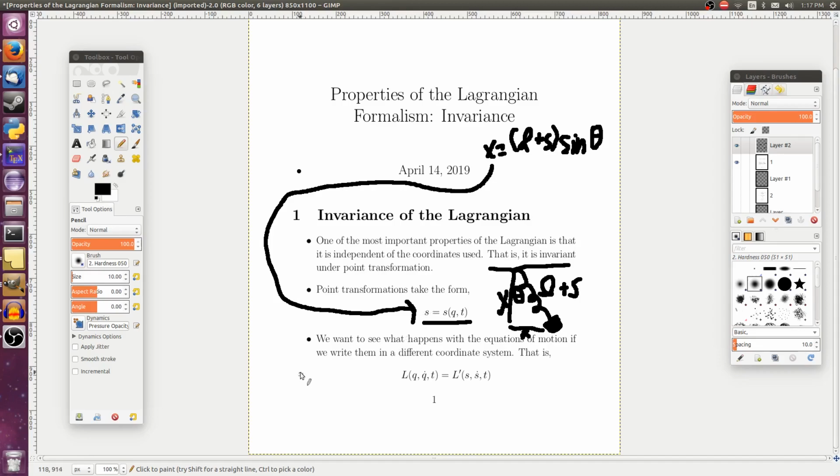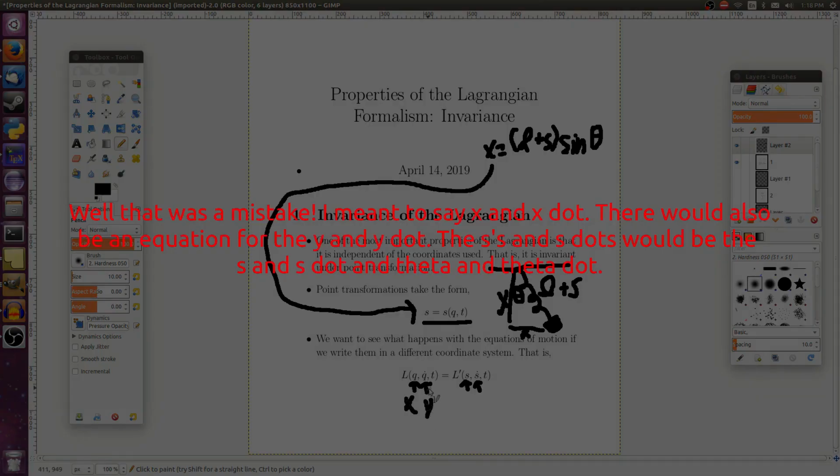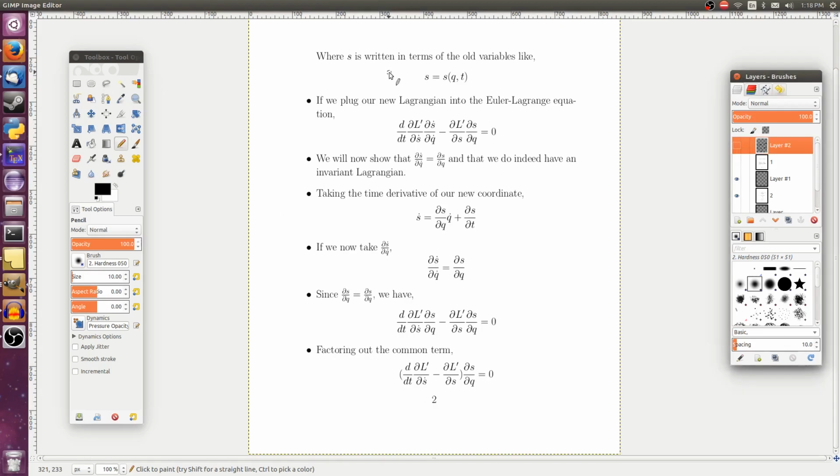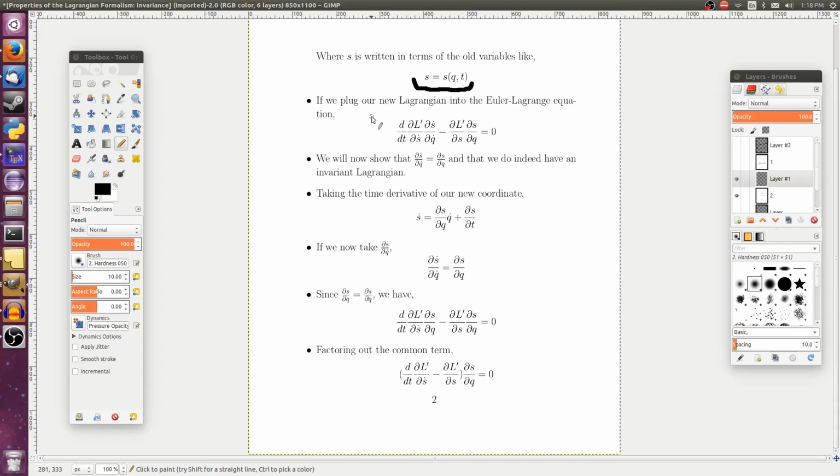If we want to see what happens with the equations of motion if we write them in a different coordinate system, then we're basically saying that every time we see q and q dot in our old Lagrangian, we're going to substitute them for s and s dot. In our example with the mass spring pendulum, x and y play the role of q and q dot, and then we have our transformation equation that tells us how to substitute back in. If s is a point transformation from the old variables, then if we plug the new Lagrangian into the Euler-Lagrange equation, we get this thing right here.